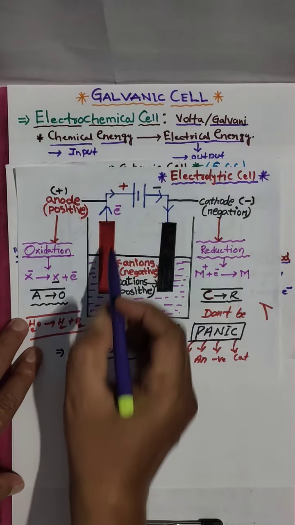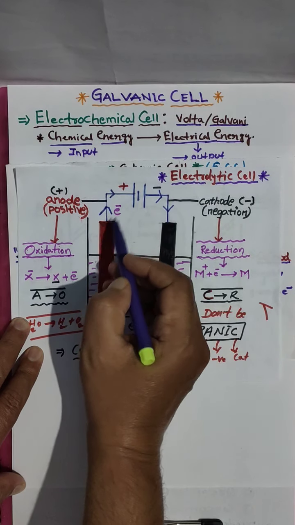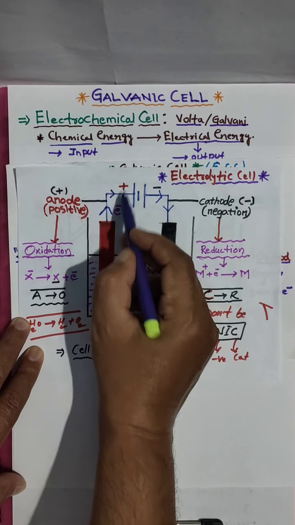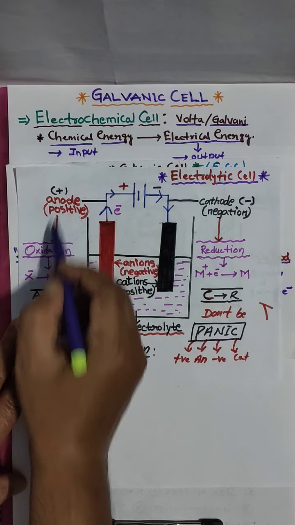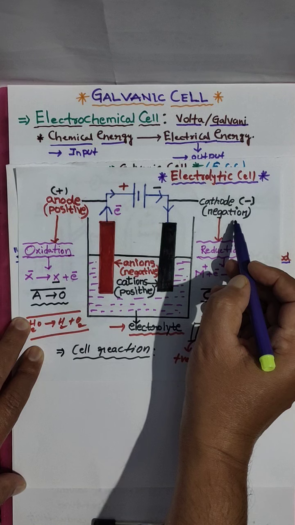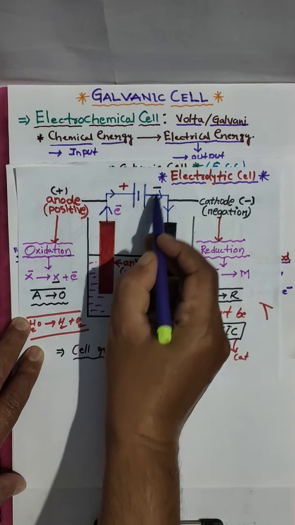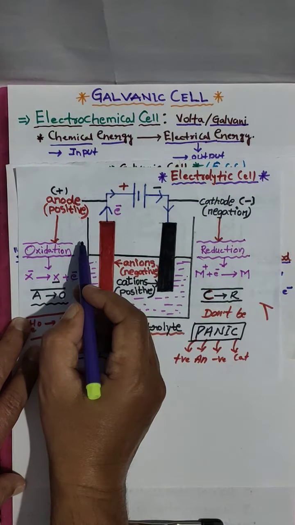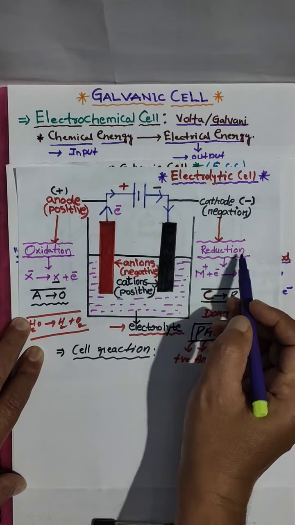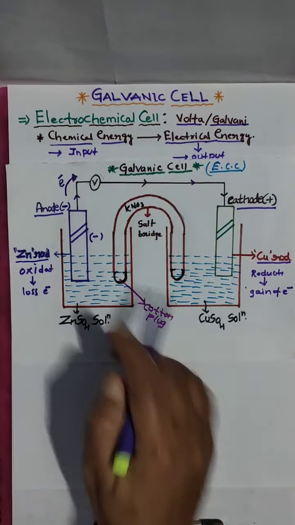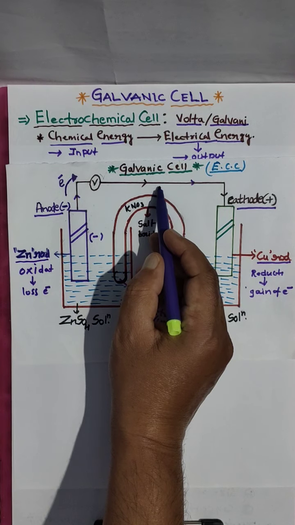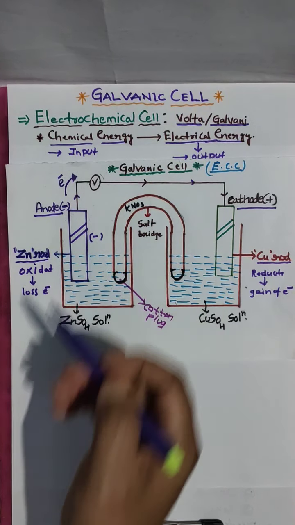electrolytic cell, electrons are passing because of this external source, the battery. That's why anode positive, cathode negative. Here we are using a battery. That's why anode positive, cathode negative, oxidation, reduction. But in an electrochemical cell, we are not using any battery. We are producing the electrical current.